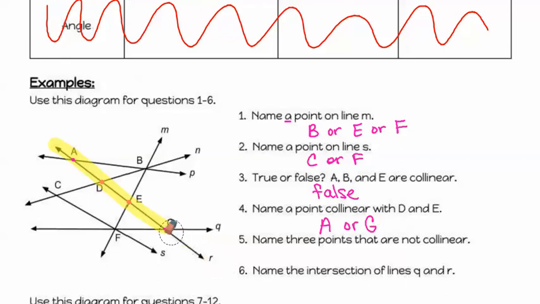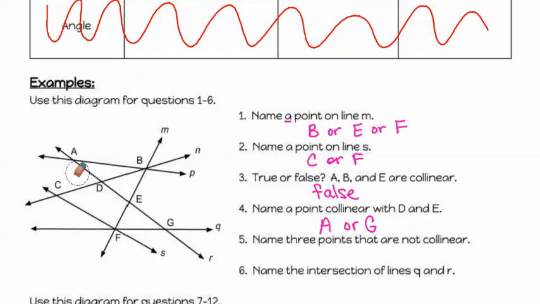Okay, 2 more to go. Name 3 points that are not collinear. Now there are multiple answers here. The only thing you want to worry about is 2 of them may be collinear, but the third one can't. So for example, let's say I picked A and B. Those 2 are on the same line. They're both on line P. Whenever I name a third point, I need to make sure that I have a third point that is not on that same line as A and B. So I might pick E, I might pick D, I might pick C, and so forth. So I could name A, B, and D. Or I can name A, B, and E.